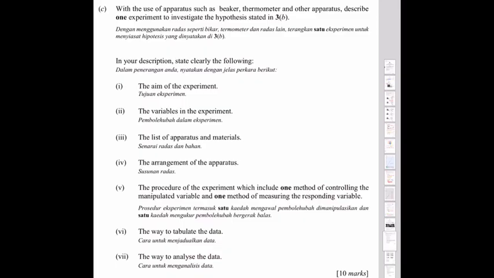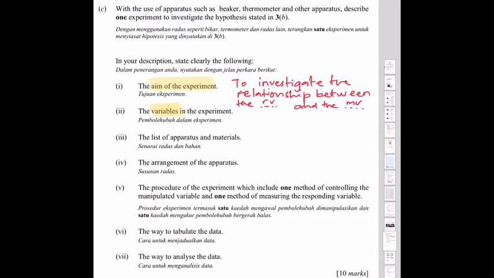manipulated variable. Next, you are required to plan an experiment to investigate the hypothesis that you have stated. For the aim of the experiment, the keyword is to investigate the relationship between the responding variable and the manipulated variable. There are 3 types of variables: manipulated variable, responding variable, and constant variable. For the list of apparatus and materials, copy all the things that have been given in the question, including other apparatus that you think is suitable for this experiment.